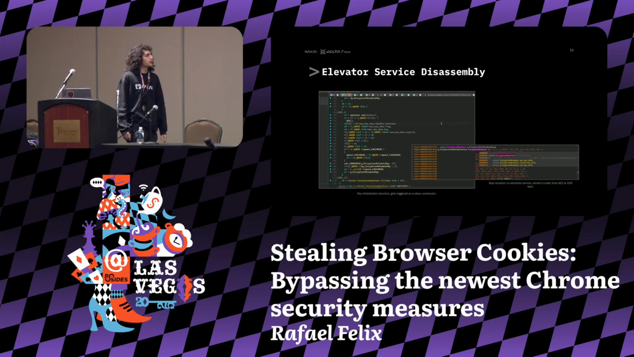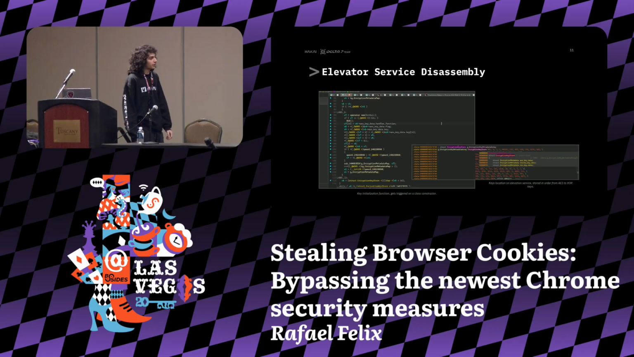So here we'll get to some disassembly. On the Chrome path, you guys will find the elevation_service.exe file. You can throw that file into a disassembler and start looking and understanding how it works. Here I have the key initialization function that gets triggered on a class constructor inside the PostProcessData function. Since we don't have access to the source code, we need to do this disassembly, right?